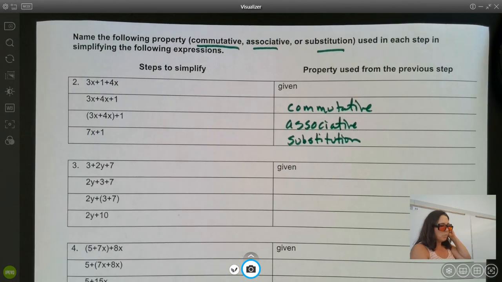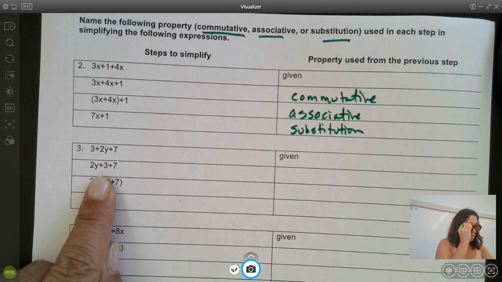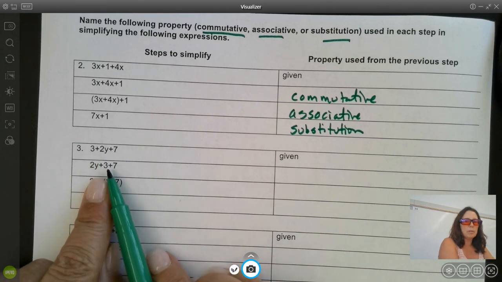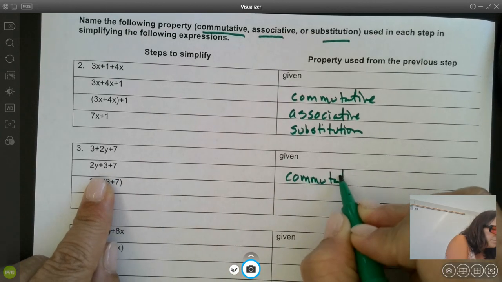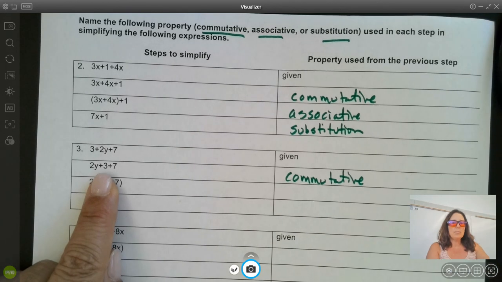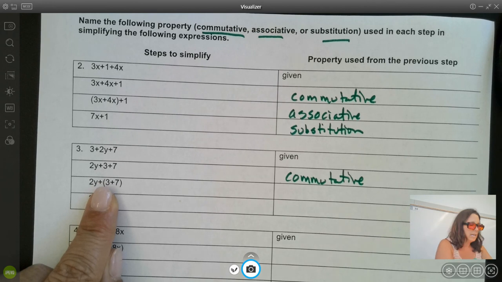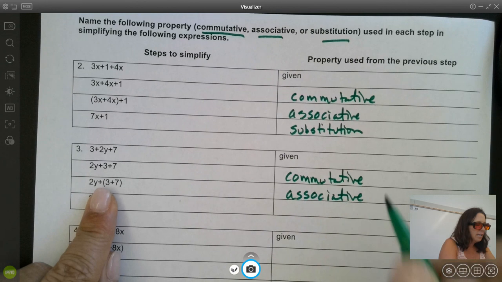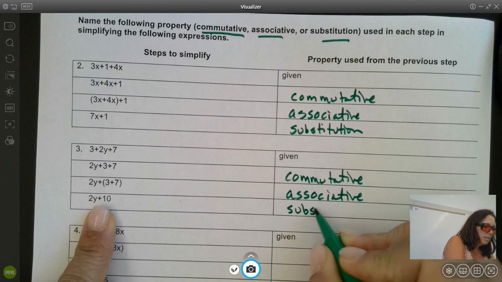Okay, let's look at number 3. So this is the given expression. What's changing from this given expression to the next expression? Can you guys see that that 3 plus 2y came off the paper, flipped around? Okay, so that's called commutative. From 2y plus 3 plus 7, what changed from there to here? Oh, parentheses went in and grouped together. Associative. And then the 3 plus 7 changes to a 10. That is called substitution.